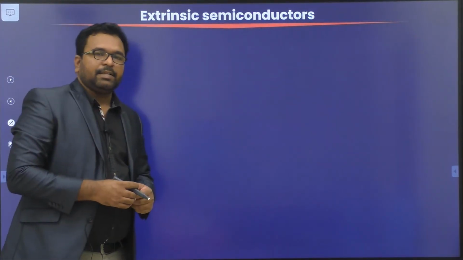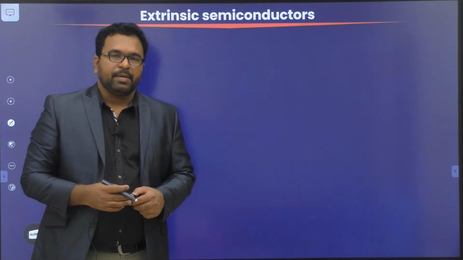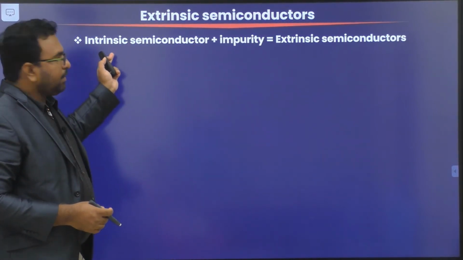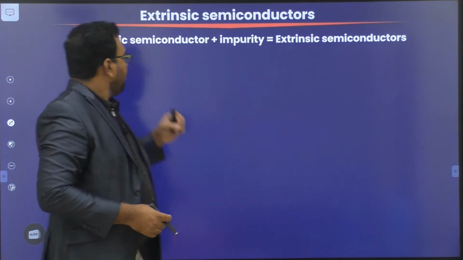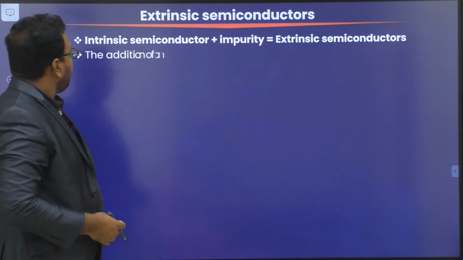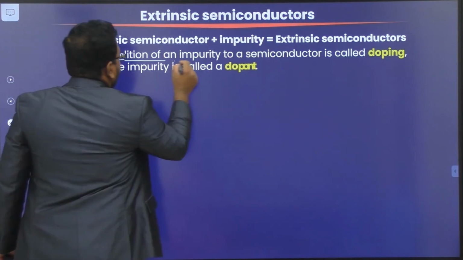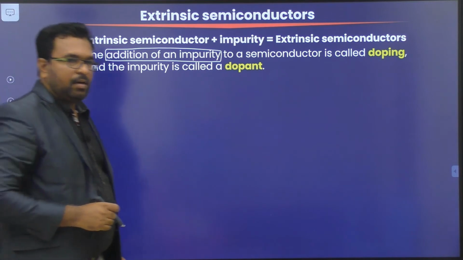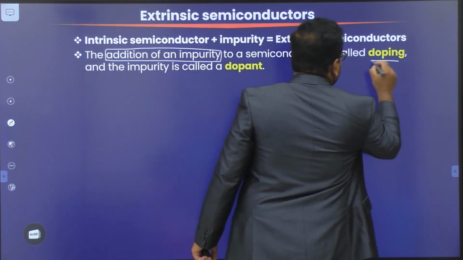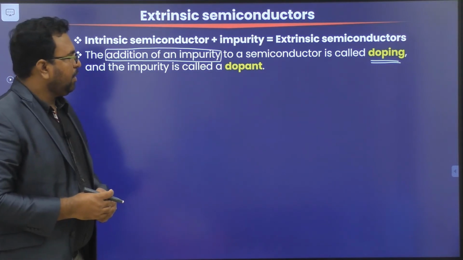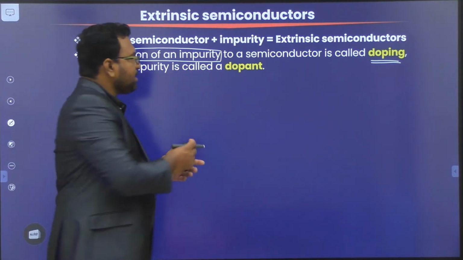Extrinsic semiconductors are nothing but impure semiconductors. That means when you add impurity to the intrinsic semiconductor, it becomes extrinsic. Intrinsic plus impurity is nothing but extrinsic. The addition of an impurity to a semiconductor is called doping, and that impurity is going to be called a dopant.